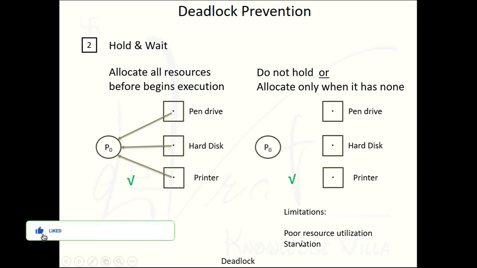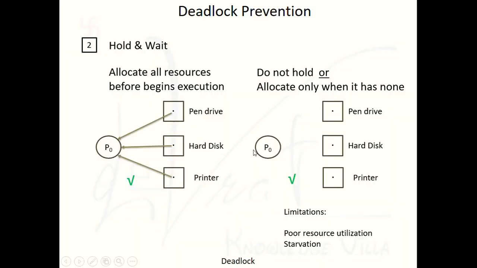Another thing is starvation. It means, like, allocate only when it has none. We are allocating these resources when P0 is not holding anything. So for all the processes, we are allocating a few resources to each process. But at the completion of the task, at the end time, every process will require a printer. So at the ending time, all the processes are demanding the printer, and we have only one single printer. So all processes will lead to starvation.